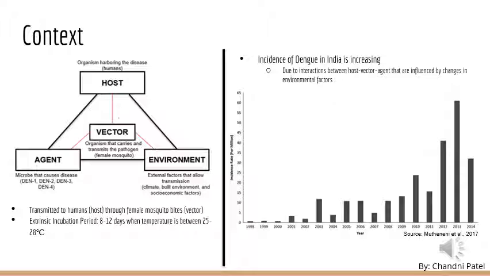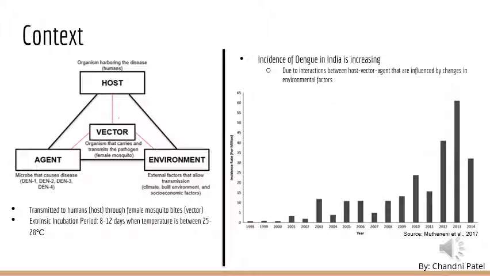If an uninfected mosquito feeds on an infected human, the virus replicates within that mosquito and is transmitted to a new human host, typically within 8 to 12 days when the temperature is between 25 to 28 degrees Celsius. This is known as an extrinsic incubation period.